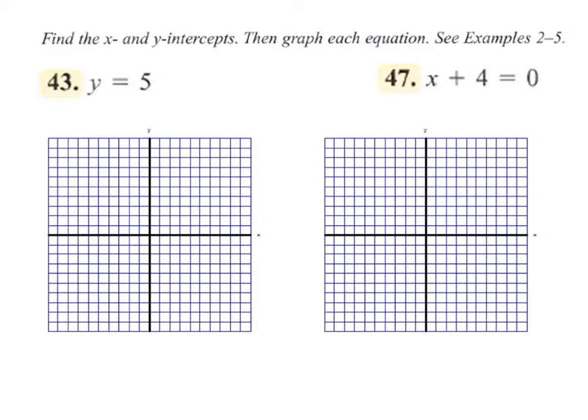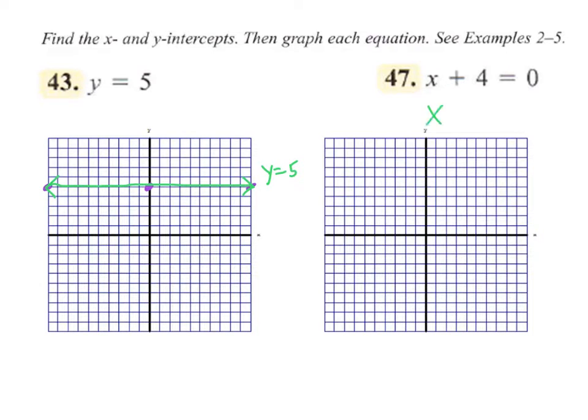Here's a couple for you to try, so if you want to pause and do those, then resume and I'll go through them. So number 43, y is equal to 5. So no matter what, y is 5. So you might start just plotting one point with a y value of 5. So that's (0, 5). You could pick anything else. I'm going to go (10, 5) and (negative 10, 5) just to spread those out a little bit. So all three of those points have a y coordinate of 5. And so we can connect those. We see we end up with a horizontal line at y equals 5.